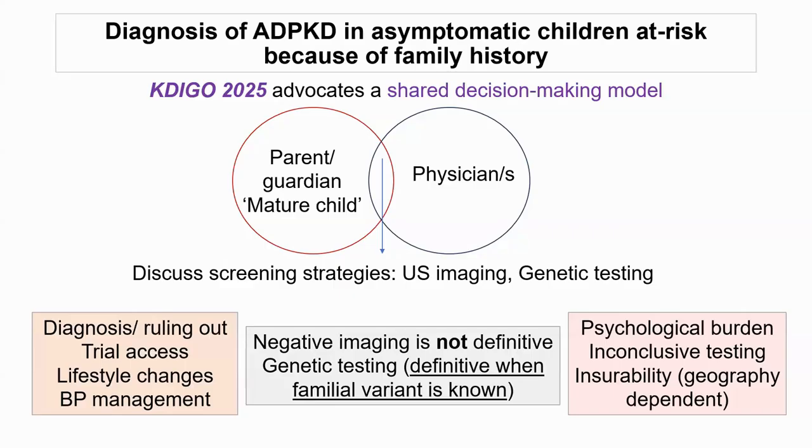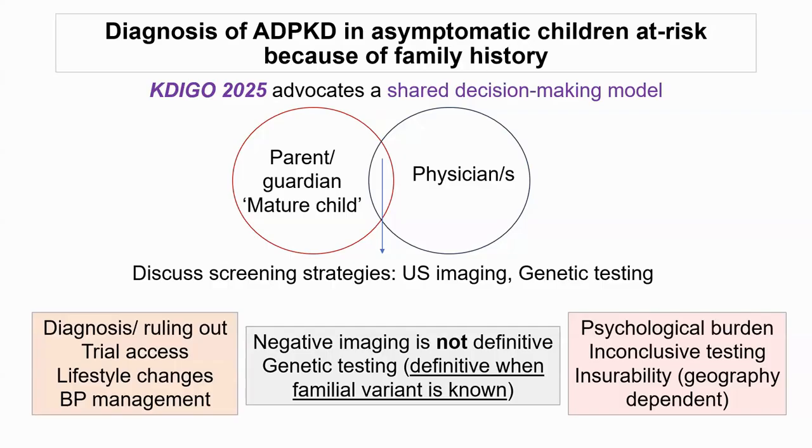If the mature child can participate, then that would be the team discussing whether to find out or not, and then discussing the screening strategies. Most of those strategies would be ultrasound and or genetic testing. We said that negative imaging is not definitive at one point in time, and genetic testing can have additional implications, so all of that is a discussion. If you are negative for that familial variant, you definitely relieve that anxiety and rule out a diagnosis. That can be valuable to some families. And if you find out that you have the condition, then you could have more opportunities for registry participation and clinical trial participation.